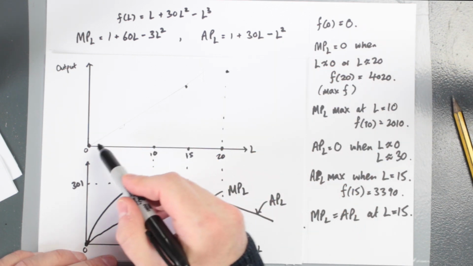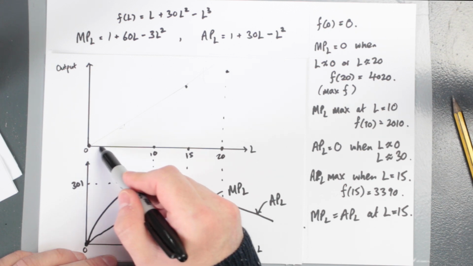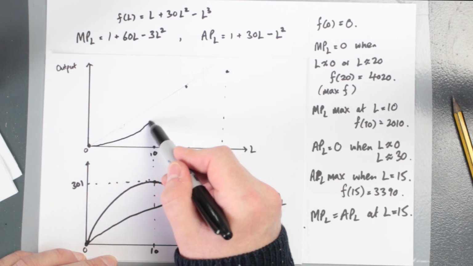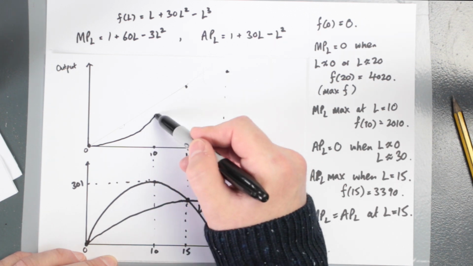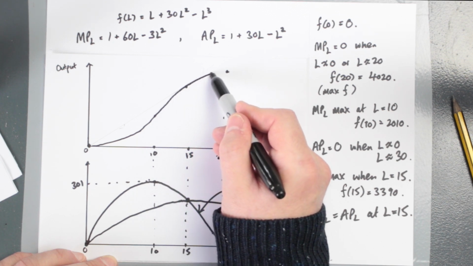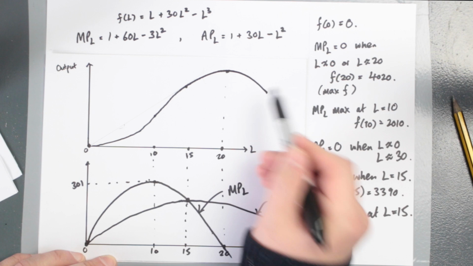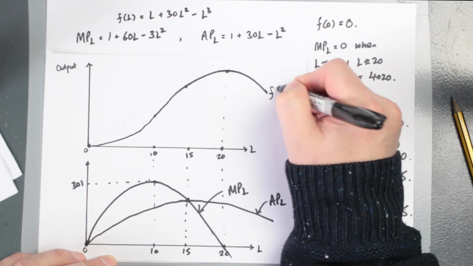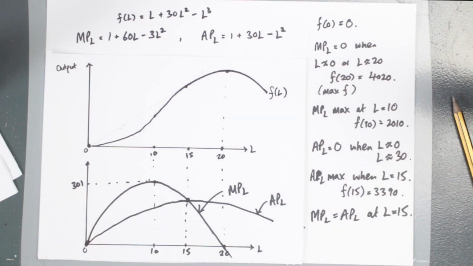So let's try and draw something that captures this idea. It's starting from 0, getting steeper and steeper until it reaches 10. That's its steepest point. Then it becomes less steep. Then it just touches there. It's maximized and then starts coming down. Okay, so this would be our short-run production function. Hopefully you can see the idea.